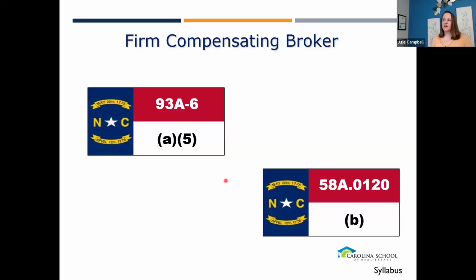What license law says is that the provisional broker, soon to be you guys, cannot receive compensation from anybody other than your affiliated firm, your affiliated broker in charge. The only commission you can receive is from your affiliated BIC. 58A takes it a step further and says all brokers are only paid through their BIC.